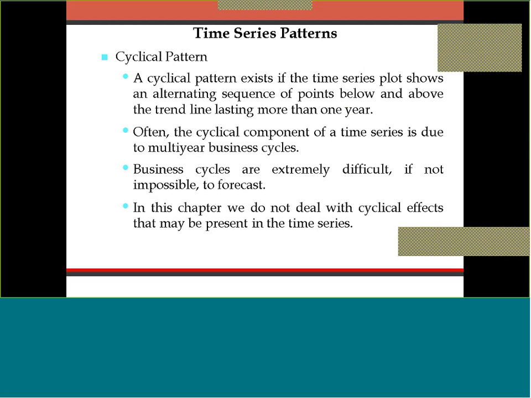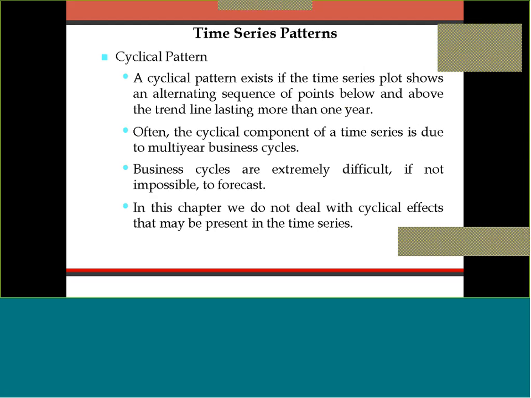Cyclical pattern, the name itself says it, repetition. A cyclic pattern exists if the time series plot shows an alternating sequence of points below and above the trend line lasting more than 1 year. Often the cyclic component of a time series is due to multi-year business cycles. It's like ups and downs. Business cycles are extremely difficult, if not impossible, to forecast.